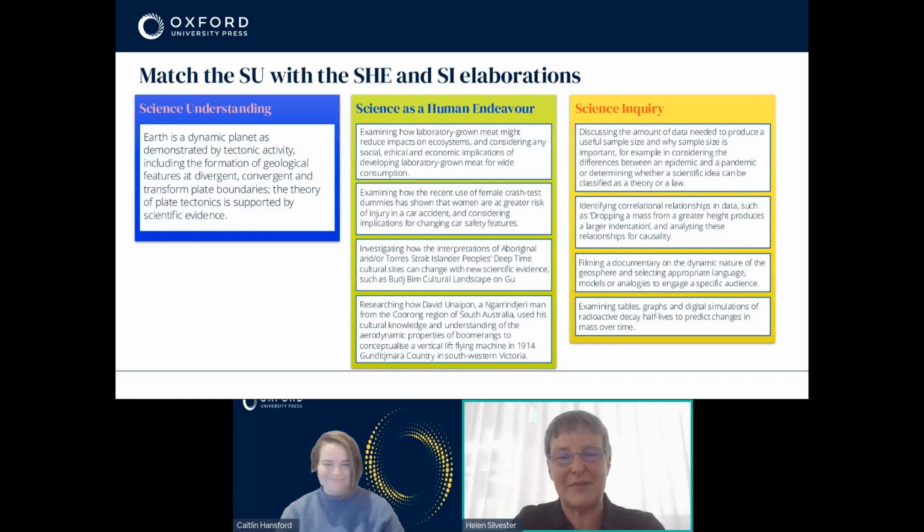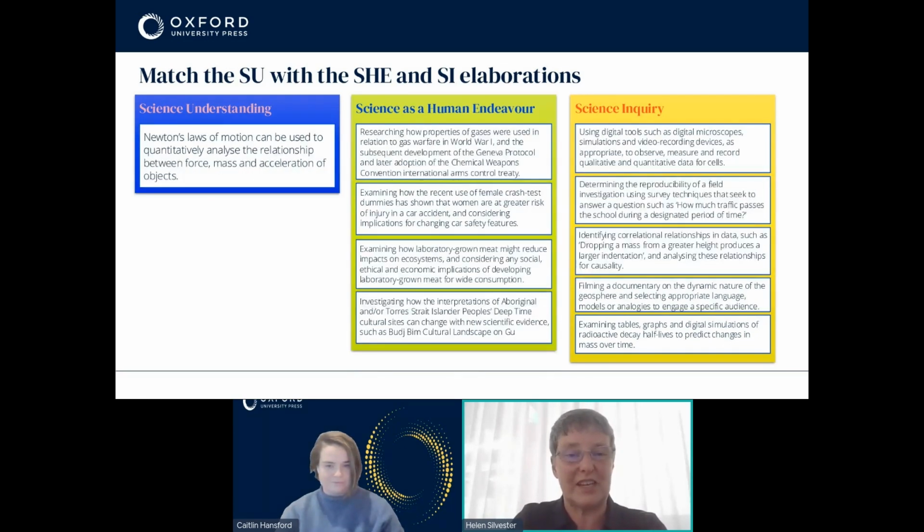So Science Inquiry number 3, which is film a documentary of the dynamic nature of the geosphere. Yes. So Jacinta, you're right there. That is the science inquiry that is relevant. Key thing for the Science as a Human Endeavour, it's actually the deep time cultural sites with new scientific evidence, such as the cultural landscape. So that's one very specific example there that is relevant to the tectonic plate. So it's the changing of it over time. It can be used in multiple ways, but it does tie in directly there.